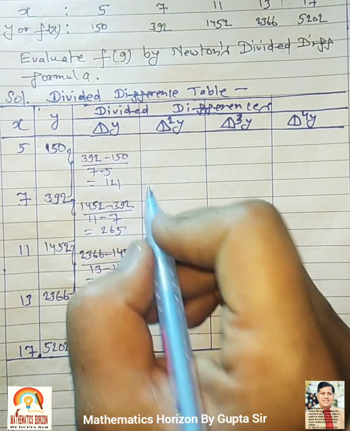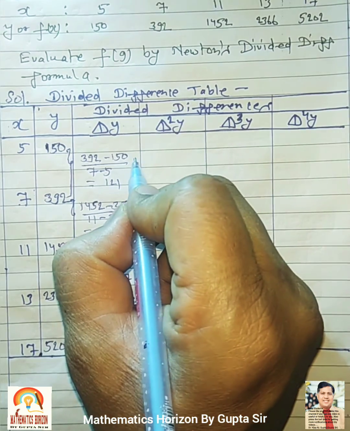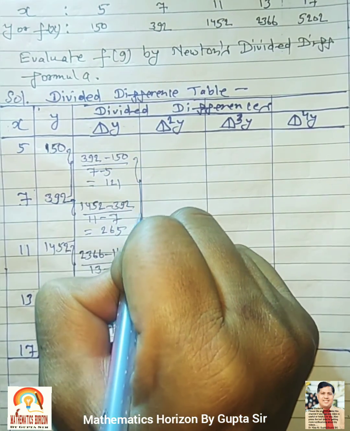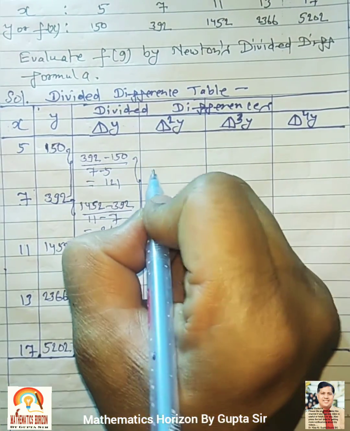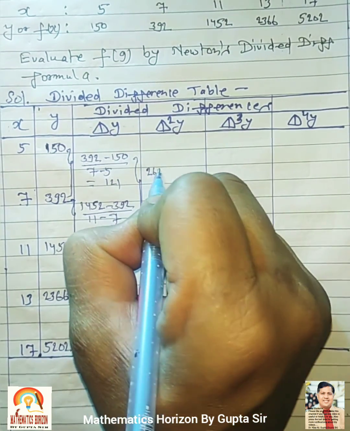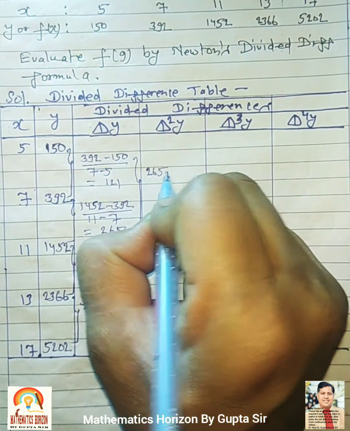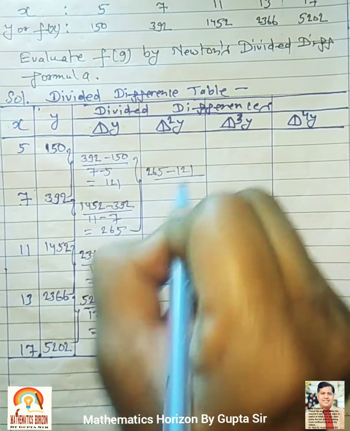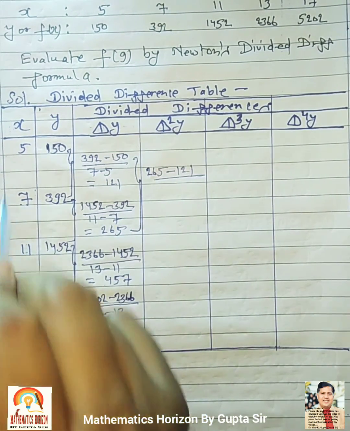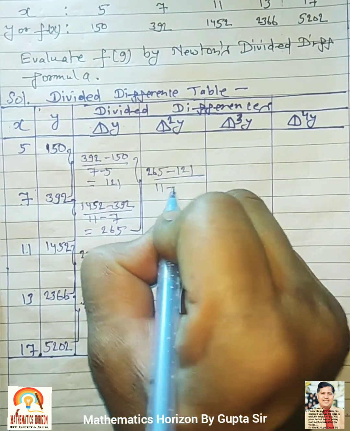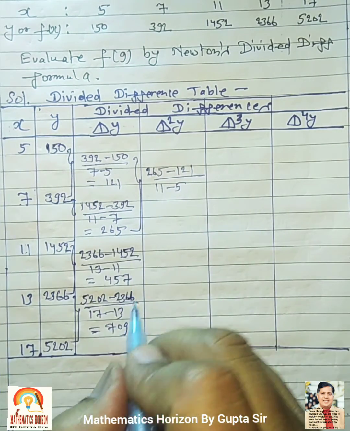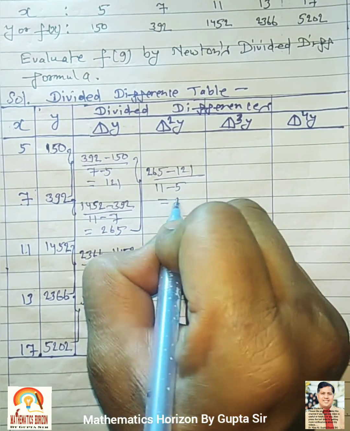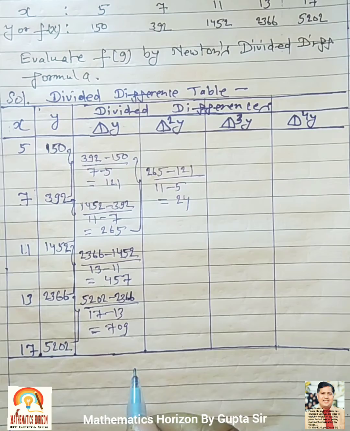Now we find out differences for these two. That is 265, this term minus this term, that is 121 upon this term minus this term, 11 minus 5, and on solving this we get 24.